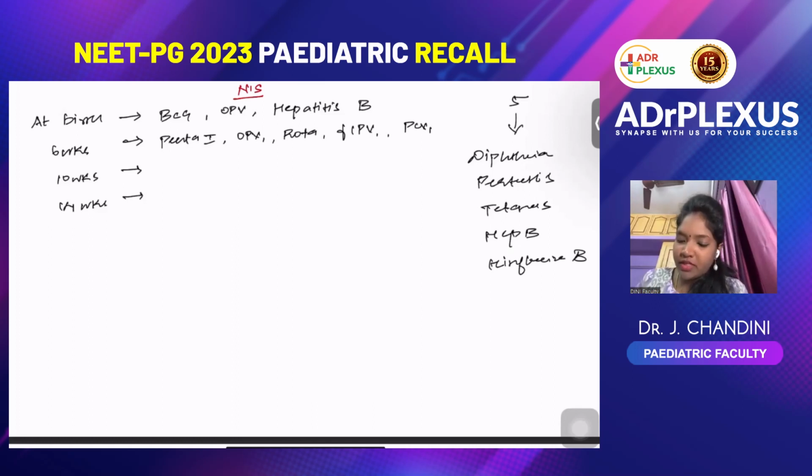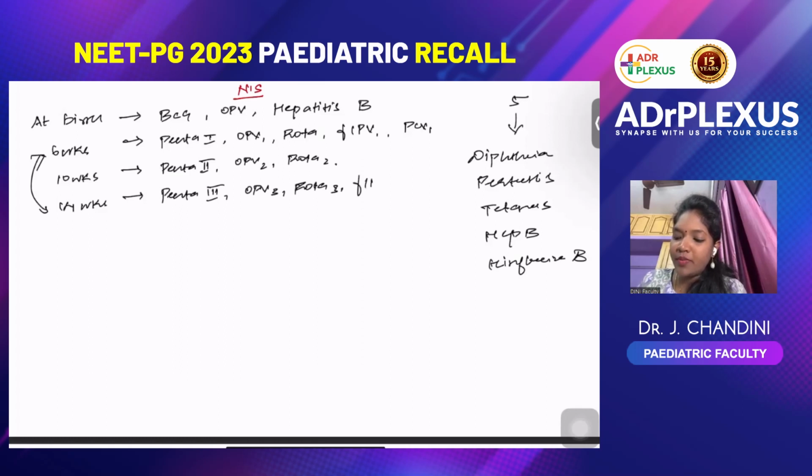Now coming to 10 weeks. At 10 weeks you will give only Penta 2, OPV 2, Rota 2. You will not give FIPV and PCV at 10 weeks. Okay. Now coming to 14 weeks. 14 weeks is same as 10 weeks, but the doses differ. You will give Penta third dose, OPV third dose, Rota third dose, FIPV second dose, and PCV second dose. Clear? 6 and 14 weeks are same.